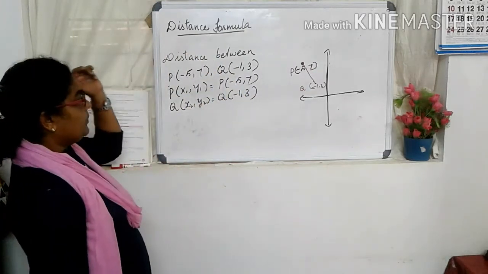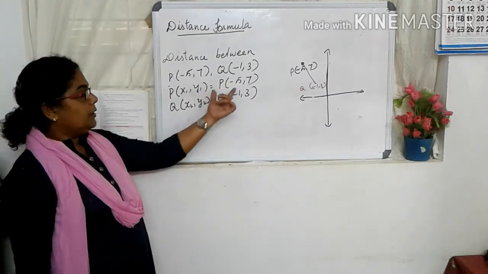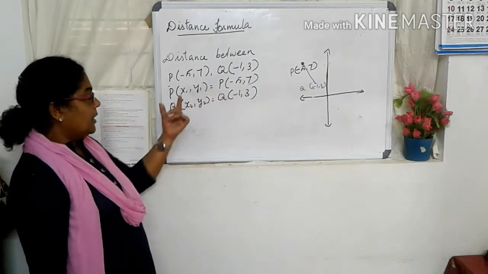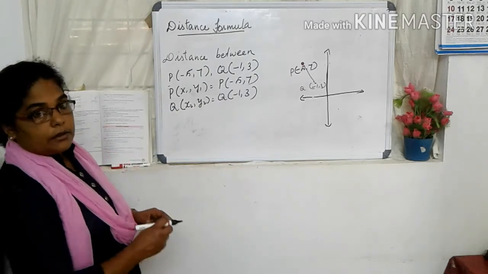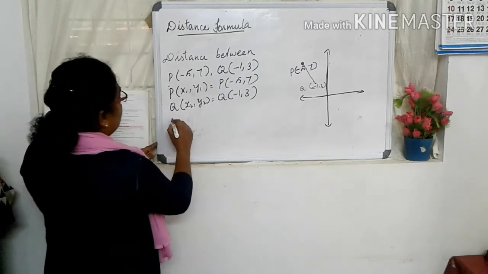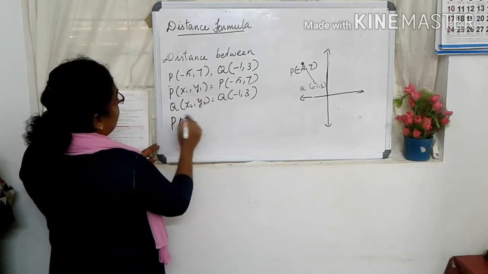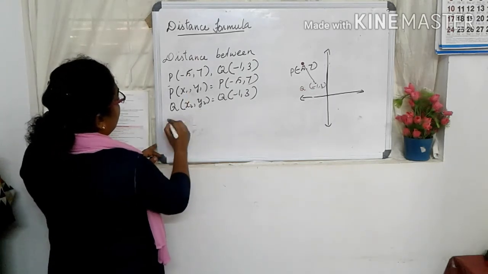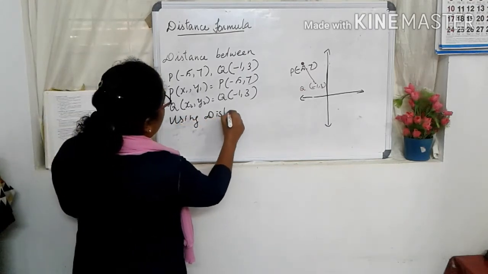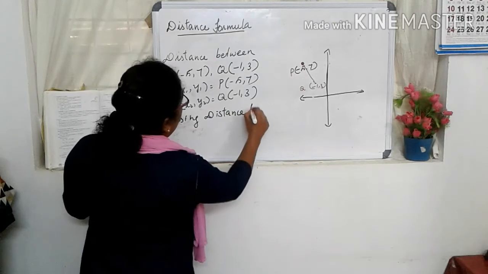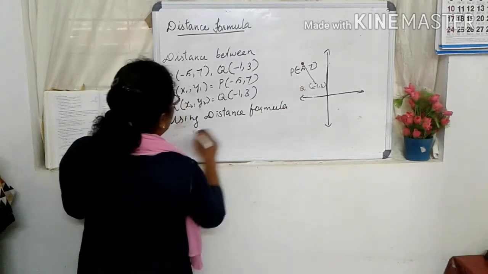Okay. So first, we can name the points. What is the name of the first point? X1, Y1. That is minus 5 comma 7. The second point we can name X2, Y2. That is minus 1 comma 3. Now we have to use the formula. Which formula? Distance formula, for PQ. So what we have to write? Always, whichever formula we are using, we have to write it: using distance formula. What is the distance formula? We learned it now. What is that?